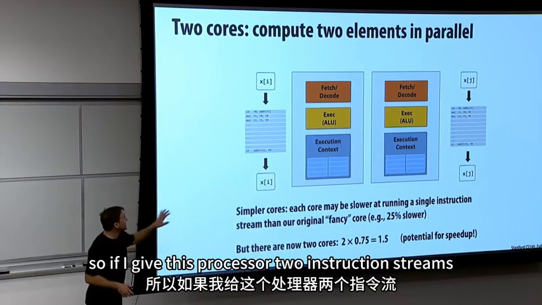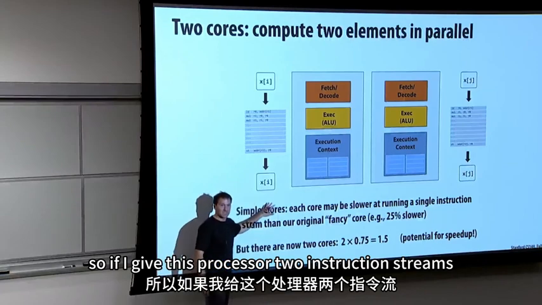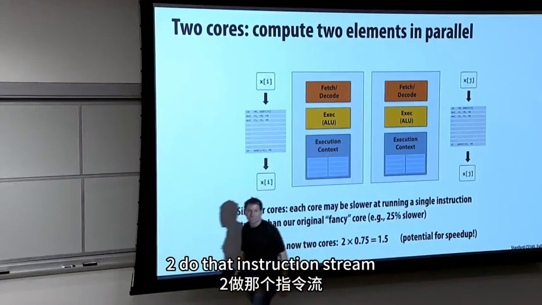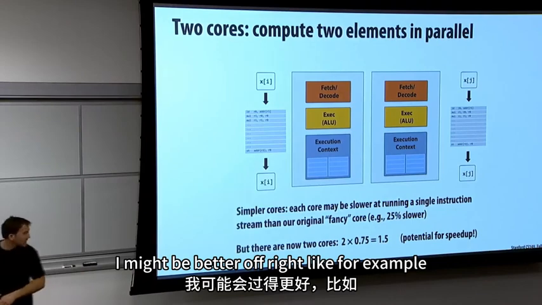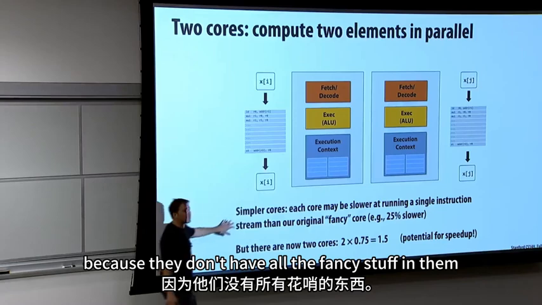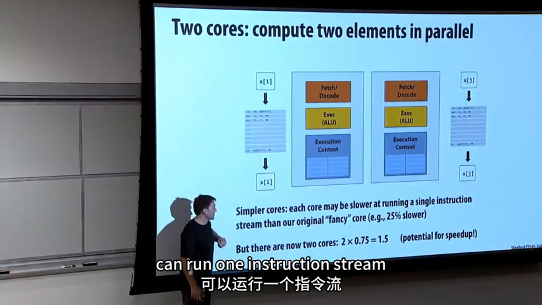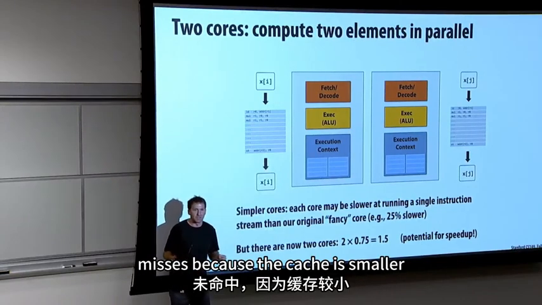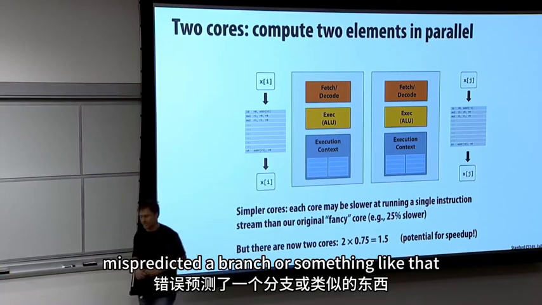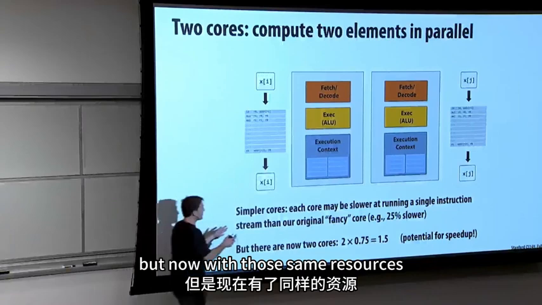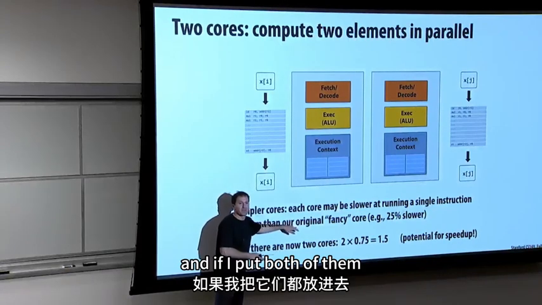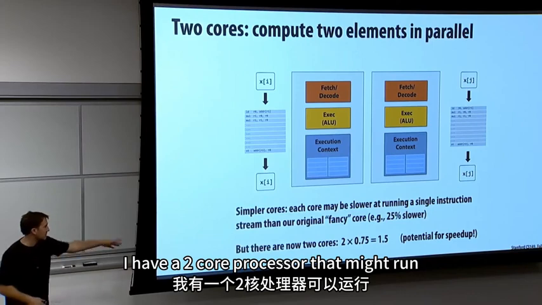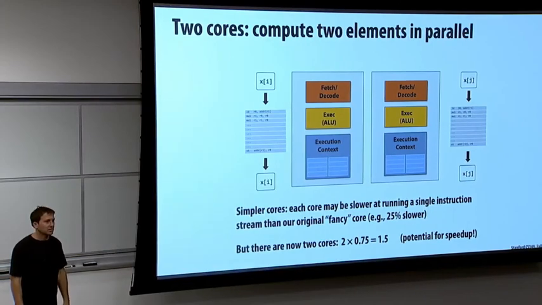So if I give this processor two instruction streams, and say, hey, core 0, run this instruction stream, and core 1, do that instruction stream, I might be better off. For example, maybe these cores, because they don't have all the fancy stuff in them, can run one instruction stream 25% slower. Maybe they take more cache misses because the cache is smaller. Maybe they mispredict a branch or something like that. But now, with those same resources, I could have 2 of these things. And if I put both of them running on different elements of the array at the same time, I have a 2-core processor that might run 1.5 times faster. Okay, I see some questions.